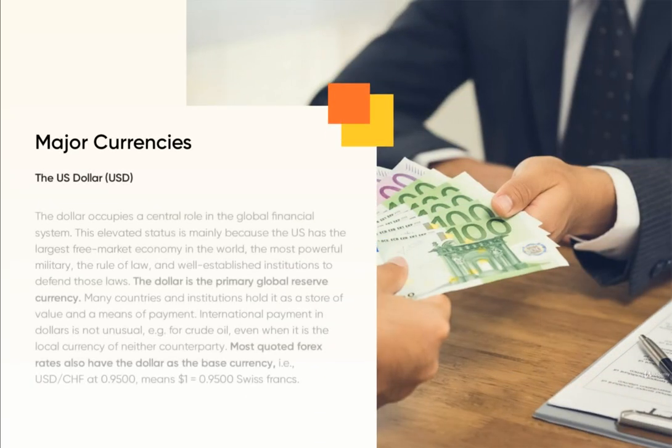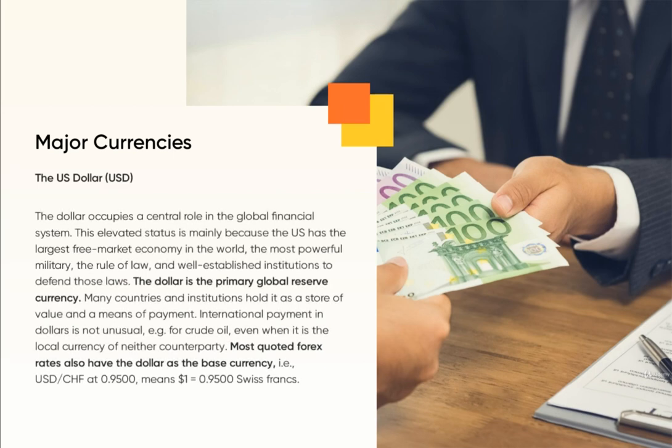The US dollar, USD. The dollar occupies a central role in the global financial system. This elevated status is mainly because the US has the largest free market economy in the world, the most powerful military, the rule of law, and well-established institutions to defend those laws. The dollar is the primary global reserve currency. Many countries and institutions hold it as a store of value and a means of payment.